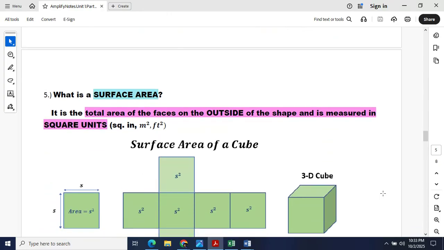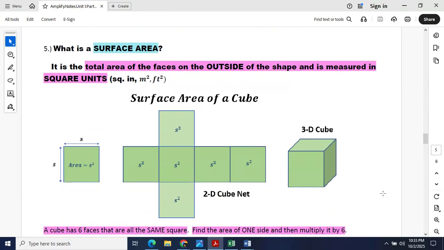What is surface area? Surface area is the total area of the faces on the outside of the shape, measured in square units. Now, if I look at surface area, I want to know the total area on the outside. If you ever look at gift wrap, on one side is the design, and on the other side you see a bunch of little squares. It's as if you're counting all the little squares and you're wondering, how many little squares do I need to wrap this present up?